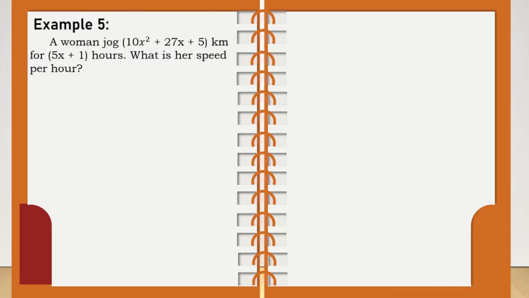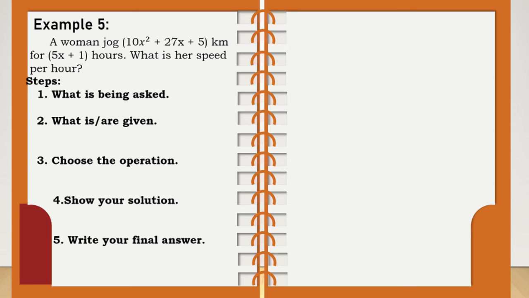Example 5. A woman jogged 10x squared plus 27x plus 5 km for 5x plus 1 hours. What is her speed per hour? Here are the steps. Step 1. What is being asked? What is her speed per hour?